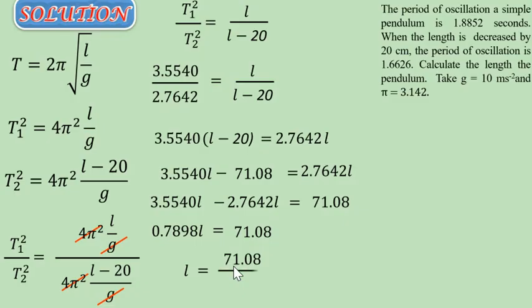71.08 divided by 0.7898. Use your calculator again, divide this. What do you have there? If you have done it very well, you are going to see that the answer will be 89.997 centimeters. That will be the answer we are going to have.